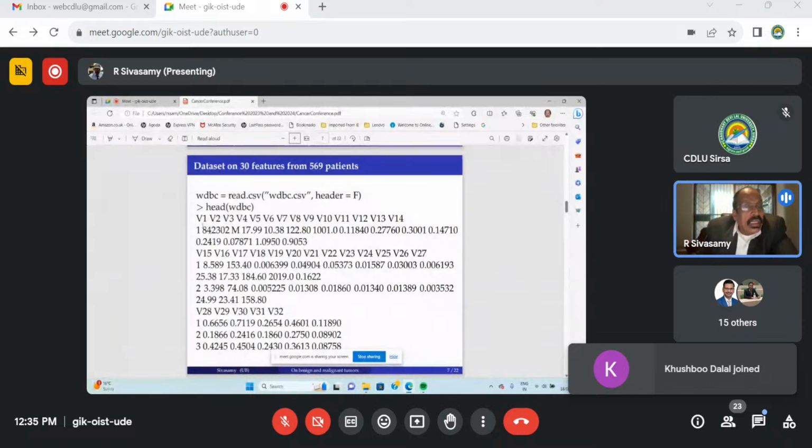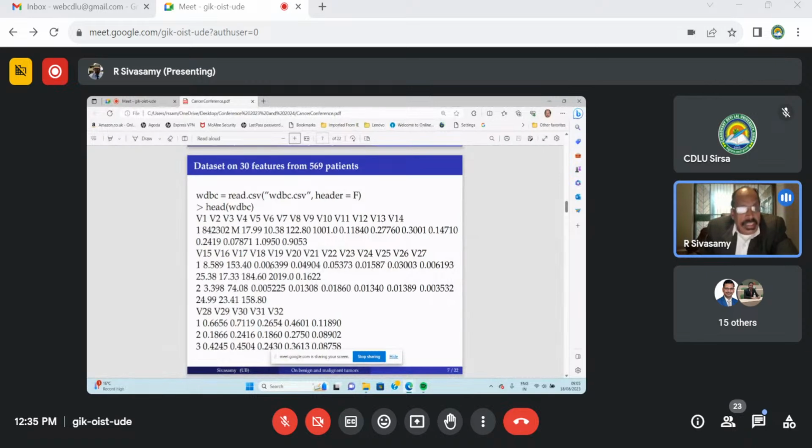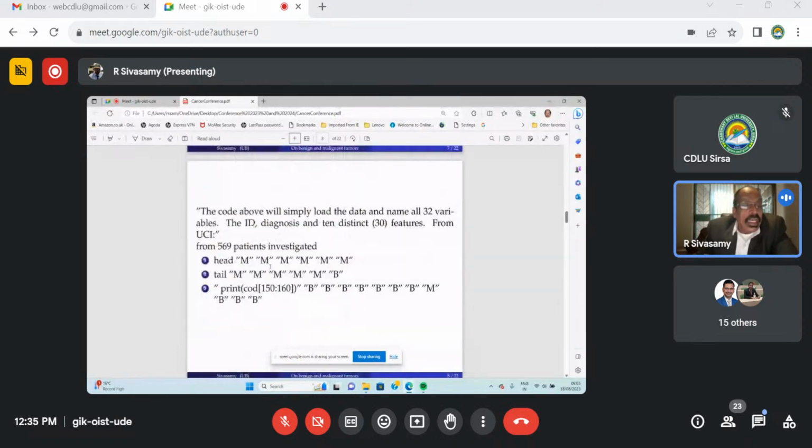The first column is the serial number 1, 2, 3. The second column is the ID of the patient. The third column is the target, that is whether malignant category or benign category. We have the 30 variables after that. The malignant category will be available as a string constant. The ID, diagnosis, then 30 features. These are the data, so the data set will have 569 rows and 32 columns.